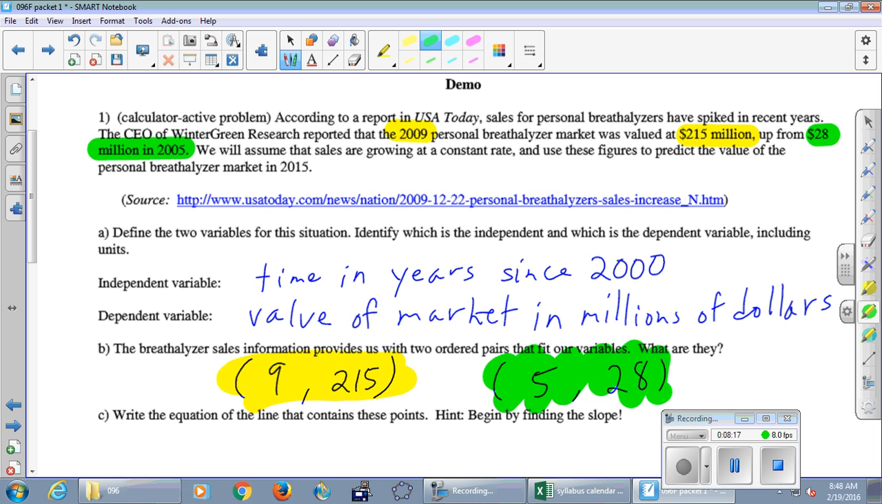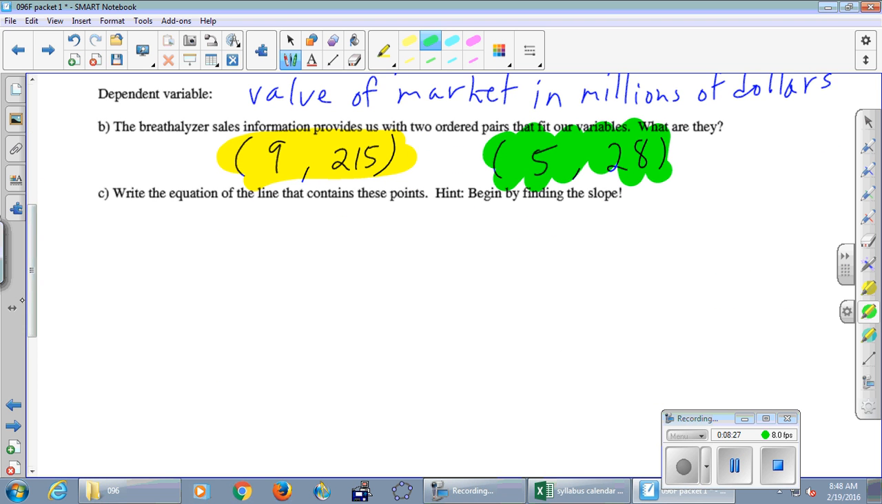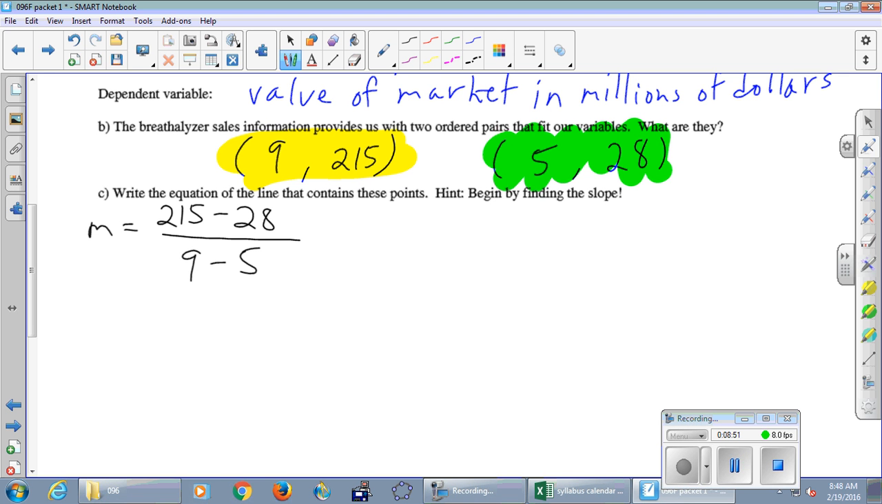Once it's translated, the rest of this is a fairly routine problem. Find the equation of the line. We've done it lots of times before. Let's do it now. So part C, write the equation of the line that contains these 2 points. Hint, begin by finding the slope. For sure, we have to find the slope at the start of every one of these equation of a line problems. So upstairs, what minus what? Downstairs, somebody else? Good, and we've got to make sure we do it in the same order, which we did.